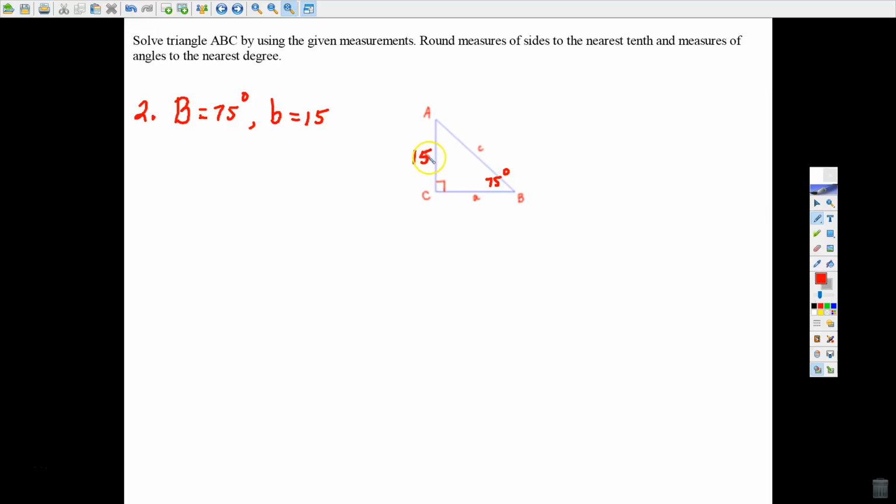Alright, so let's think. The opposite side and the adjacent side, that is the ratio for tangent. Tangent is opposite over adjacent. So I'm going to write the tangent ratio, tangent for the angle measured at 75 degrees, is the opposite side divided by the adjacent side. And now I solve for a, first by multiplying by a on both sides. And then I'm going to divide by tan 75 on both sides.